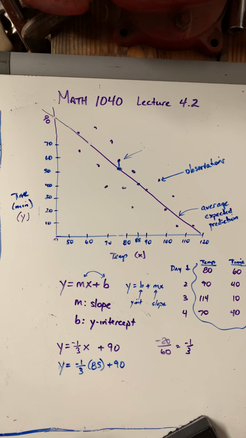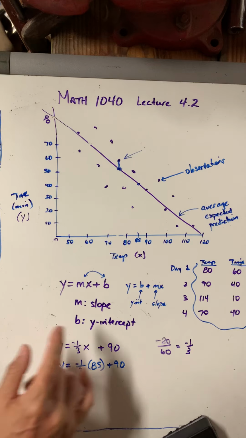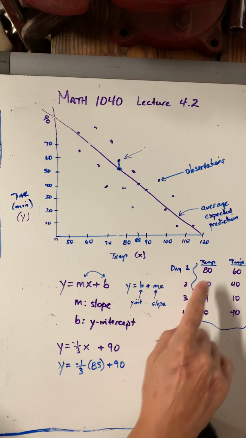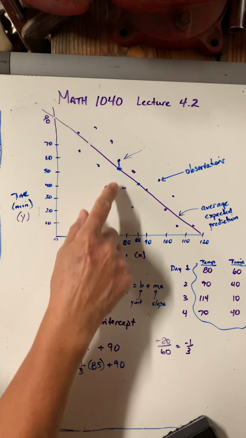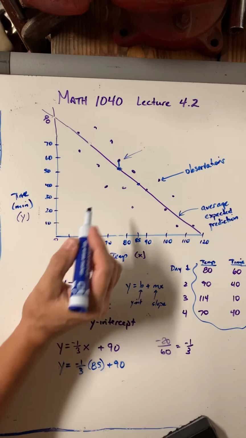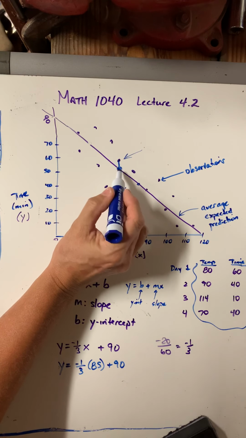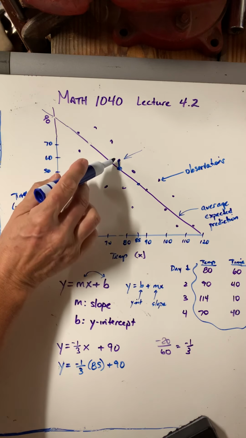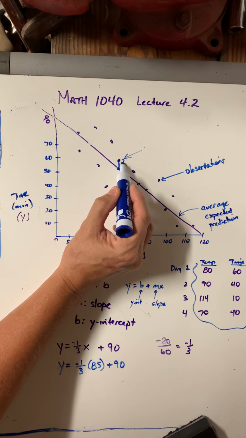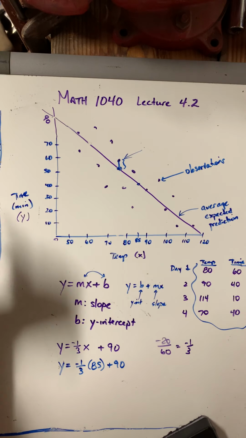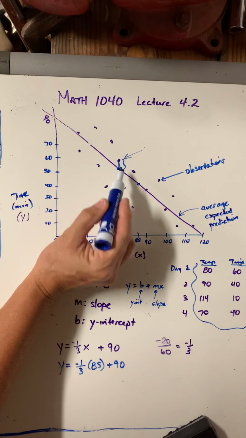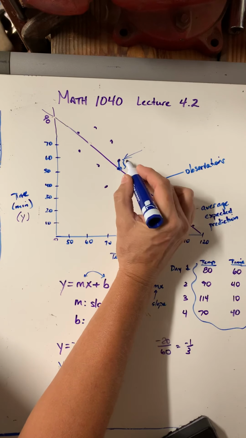Okay, and then the last thing that they talk about is what's called a residual. Obviously, if I plug 80 into my equation, based off this line, I'm going to get an answer that's right about here. But my observation was up here. So the difference between my observation and my expected value on my line is what we call a residual.